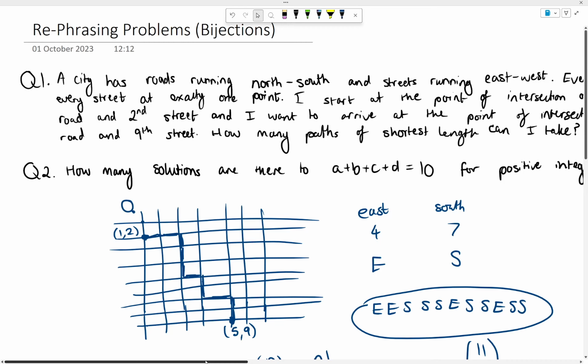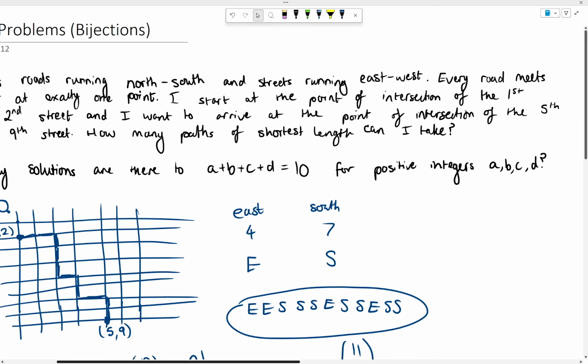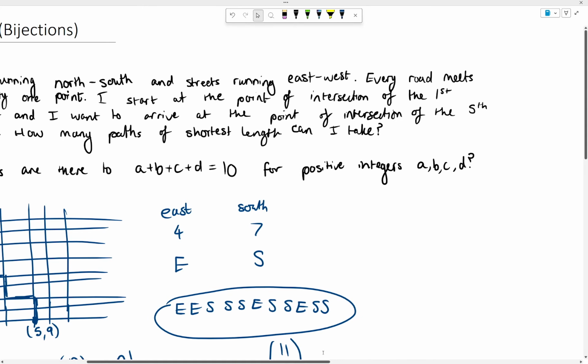So with question number 2 here, it's again, I'm going to be rephrasing this problem. So how many solutions are there to the equation a plus b plus c plus d is equal to 10, where a, b, c, and d are all positive integers?